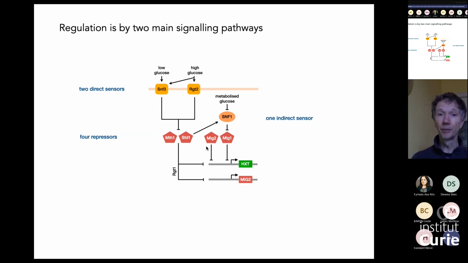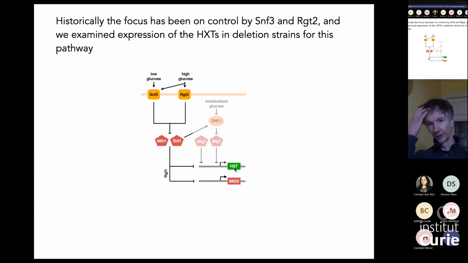And then finally, there's another repressor, MIG2, which is a paralog of MIG1, and that is actually controlled by the SNF3 RGT2 network. So there are a lot of repressors, but I'll come back to that in a second. At the moment, what we're going to focus on is these two sensors and these initial two repressors which directly repress the HXT gene. We'll ignore the other pathway for the moment.